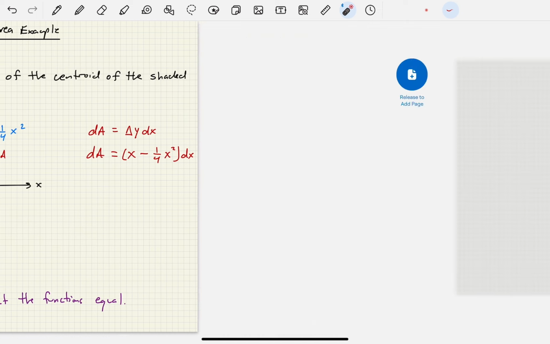So I'm going to turn the page here, and I'm going to set these functions equal to one another. So that first function, I'm going to rewrite it here for our purposes, as y equals x. And then the second function was y equals 1/4 x squared, okay? And so I'm going to set them equal. I'm going to say x equals 1/4 x squared. So I'm just saying, you know, this function equals this function.